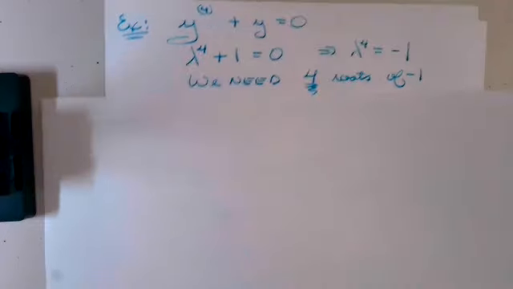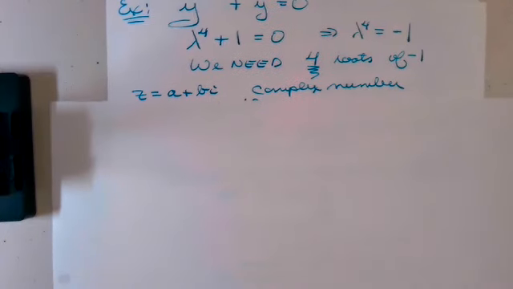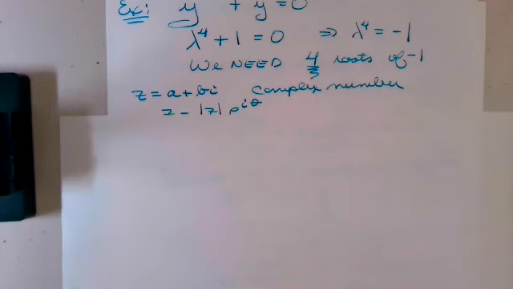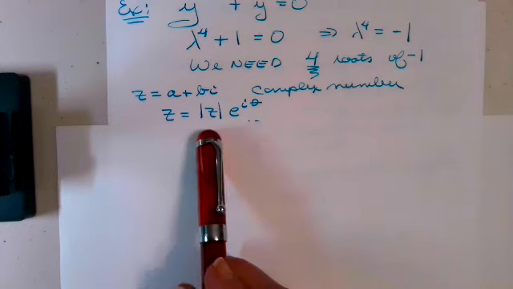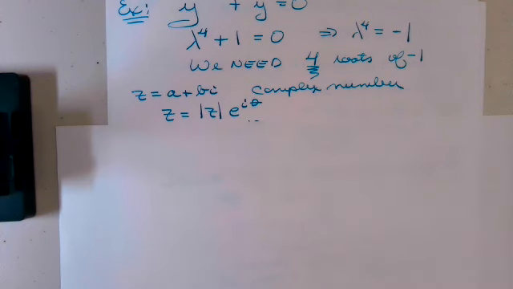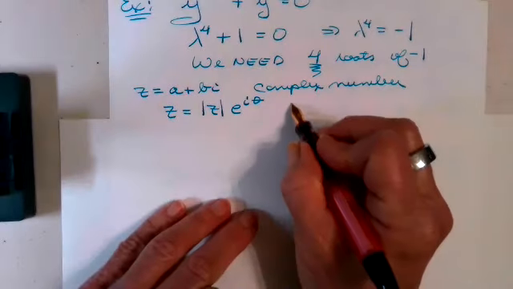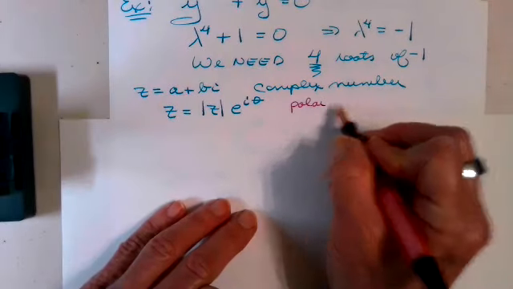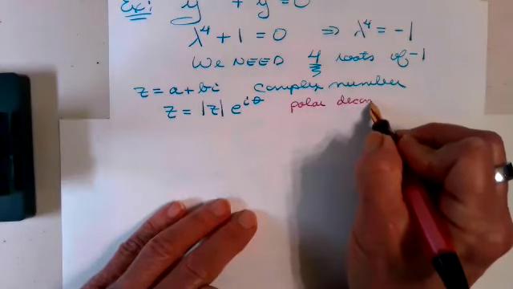So let's remember a little bit of the stuff we learned about complex numbers before. Every complex number can be written in the form a plus b times i, right? And let's call that z. And it can also be written as the absolute value of z times e to the i theta. This is called a polar decomposition. Every complex number has a polar decomposition.